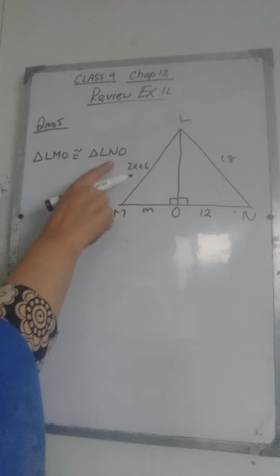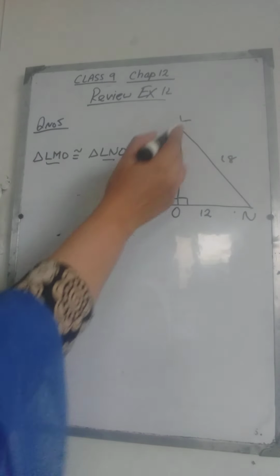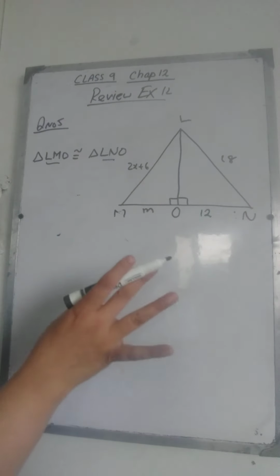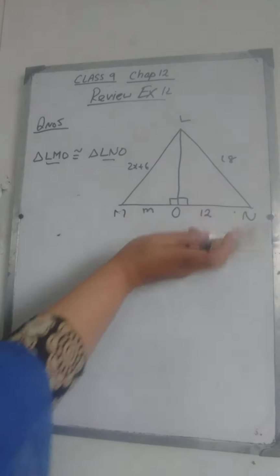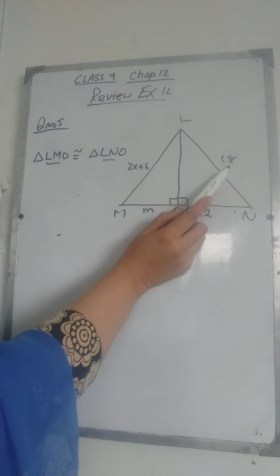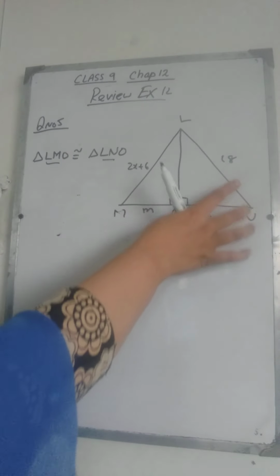Now as these two triangles are congruent, it means LM will be congruent to LN. LM and LN are going to be congruent to one another, because it is given that these two triangles are congruent. Now in some books the 18 over here is not written, so do write it. It is a printing mistake. So write 18, LN is equal to 18.